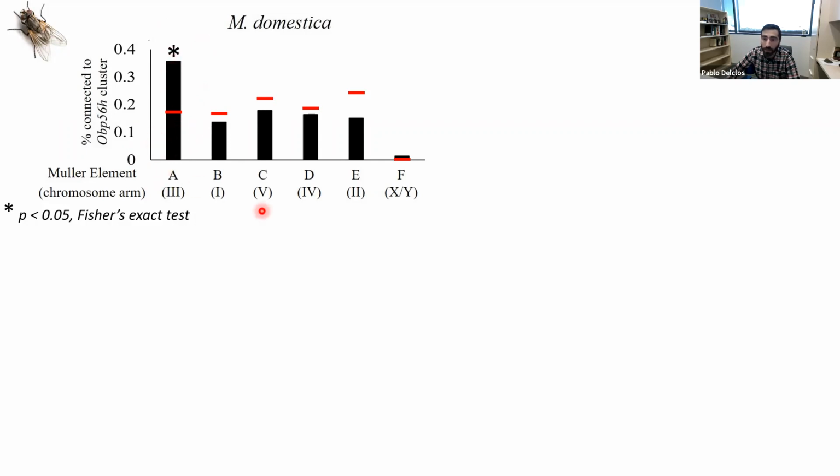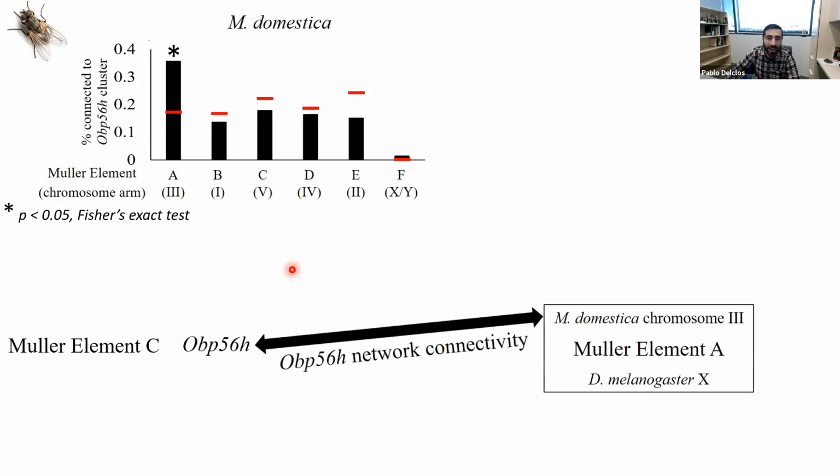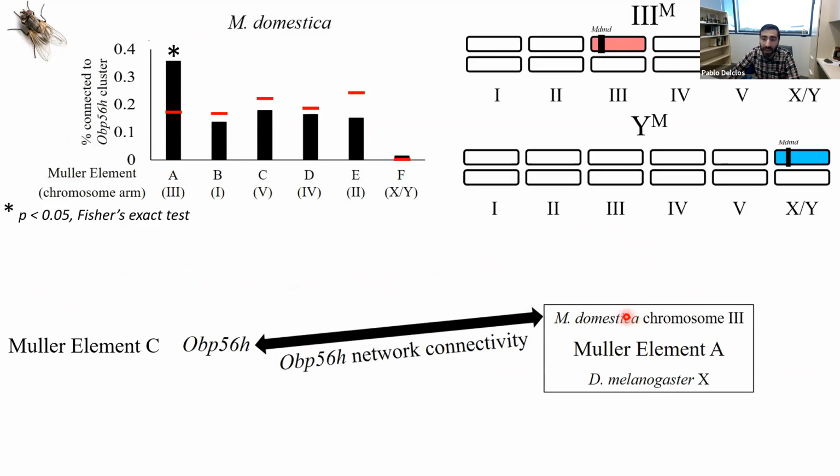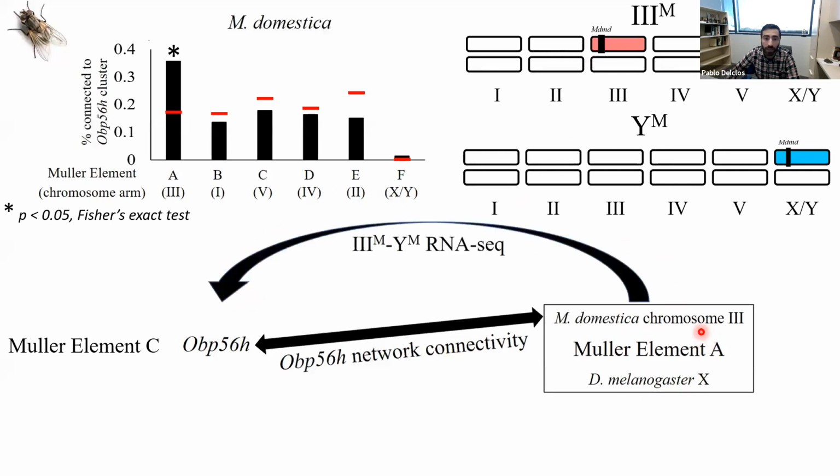And so these correlational data suggest that there's this connection across chromosomes between OBP56H on molar element C and molar element A on housefly. However, because these houseflies that we tested genetically differ only at the 3M and YM chromosomes, we can infer that at least some of this connection represents genes on molar element A regulating OBP56H expression. Of course, this doesn't rule out that OBP56H itself also in turn regulates some chromosome 3 genes.